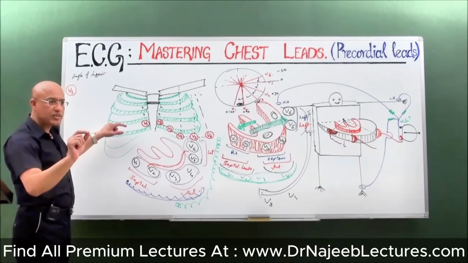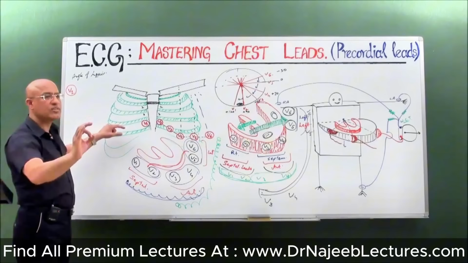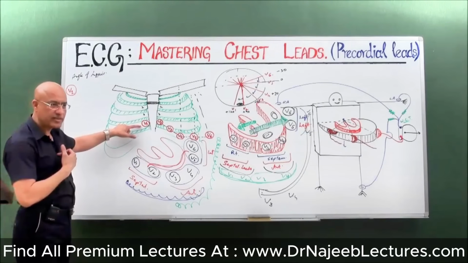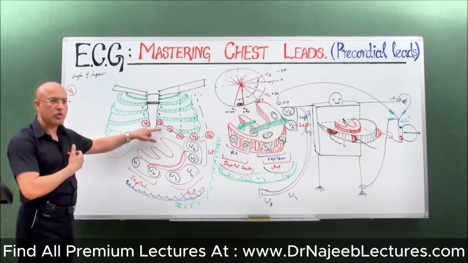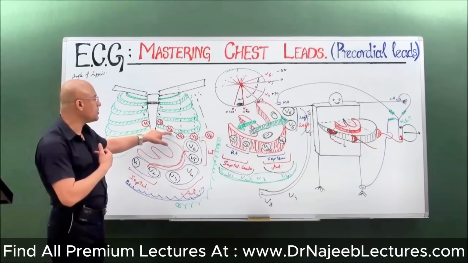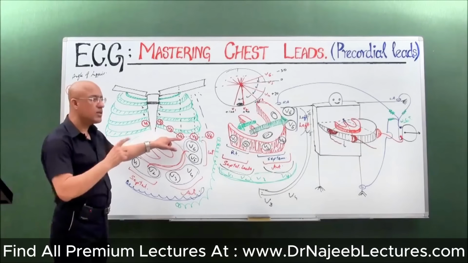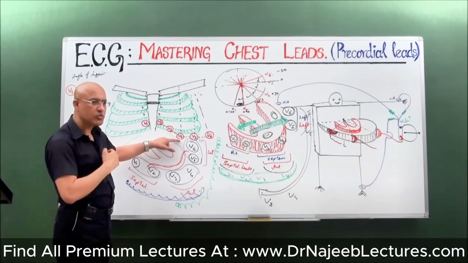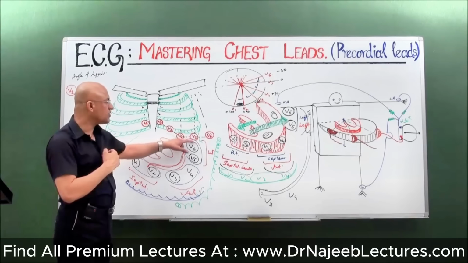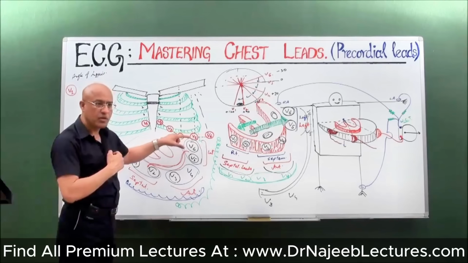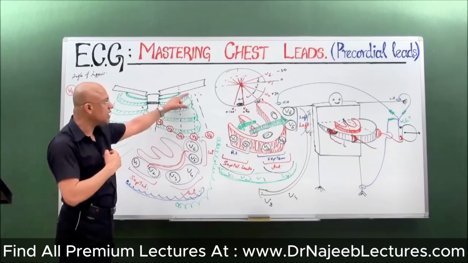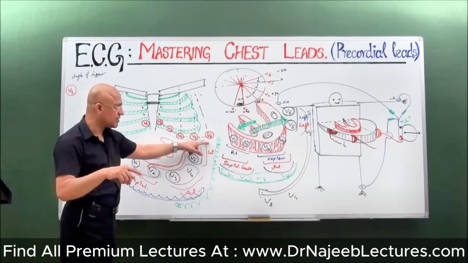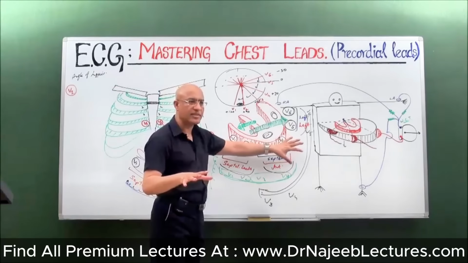There are 6 standard chest leads, right? In every standard chest lead, the exploring electrode position is altered. In V1, fourth intercostal space on the right side. V2, fourth intercostal space on the left side of the sternum. V3, midway between V2 and V4. V4 in the fifth intercostal space, fifth intercostal space in the mid clavicular line. V5 and V6 on the same horizontal plane with V4, but V5 in the anterior axillary line and V6 in the mid axillary line.